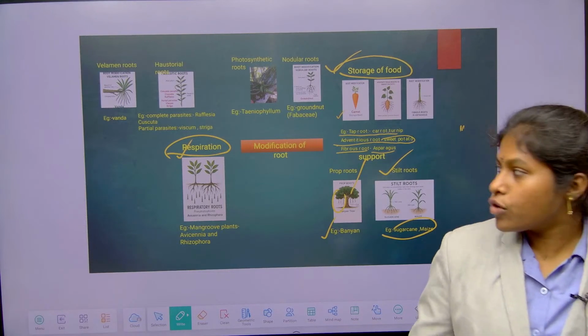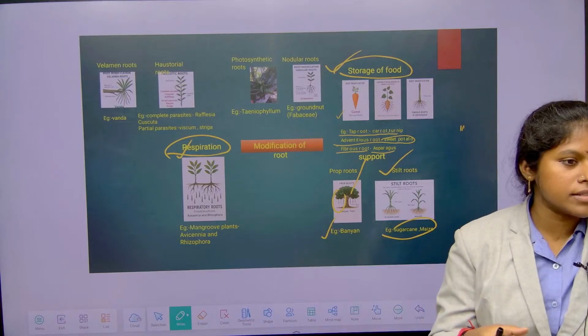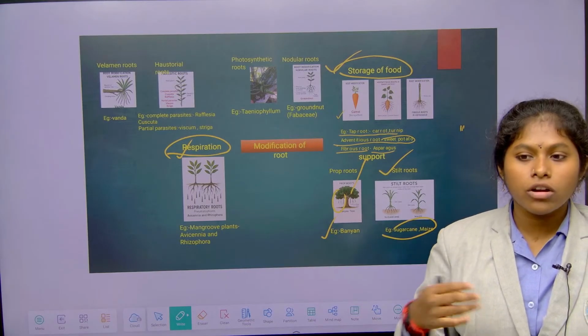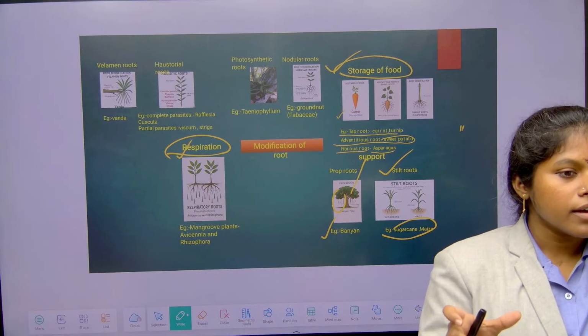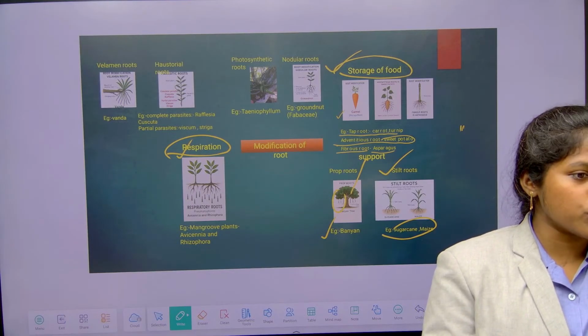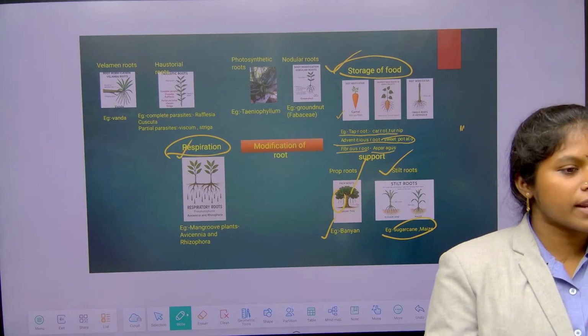Yes, no? So for that, what do they need? Oxygen is needed. Yes, no? Plants also need oxygen. For what purpose? To produce the ATP, nothing but energy, for the respiration.